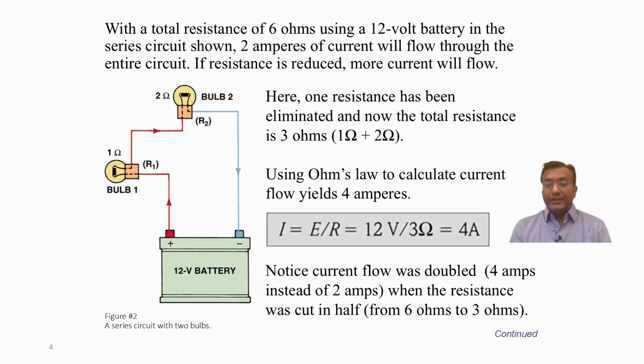Now consider another problem of a series circuit. In this case, we can see there are only 2 loads connected in the circuit. We have to find the total resistance. The total resistance of this system is 3 ohms and the supply voltage is 12 volts. So the current flowing through the circuit, determined by using Ohm's law, is 4 amperes. Now 4 amperes of current will be flowing through load number 1 and load number 2, that is, bulb number 1 and bulb number 2.